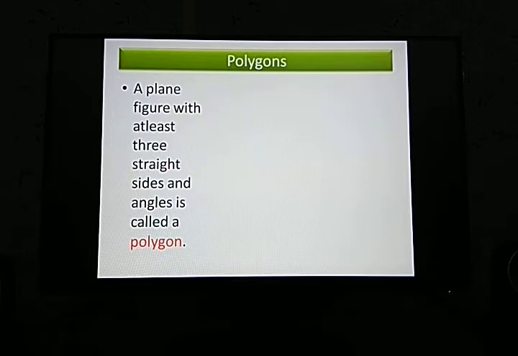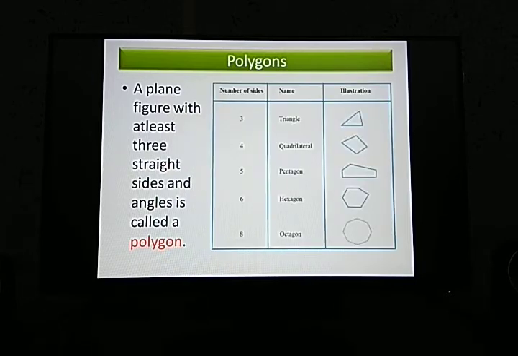Now let us see some of the examples of polygon. These are some of the examples of polygon. Now if you see carefully, the smallest polygon that we have is the triangle, because triangle has three sides, minimum requirement it has. So it has three sides and obviously there will be three angles. Then after that comes quadrilateral. It has four sides. We have already discussed quadrilateral. Then pentagon. It has five sides. Then hexagon, six sides. Octagon, eight sides.